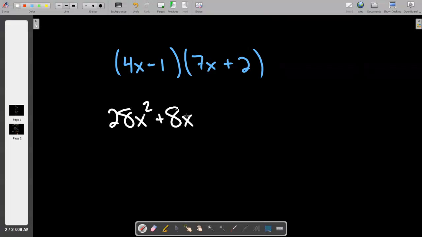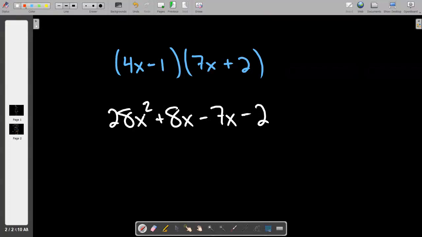Those 2 answers are the result of 4x having done his day's work. Who's the next worker? What's his name? Negative 1. And what is negative 1 times 7x? It is negative 7x, which I think of as minus 7x when I put it into my answer. And what is negative 1 times 2?